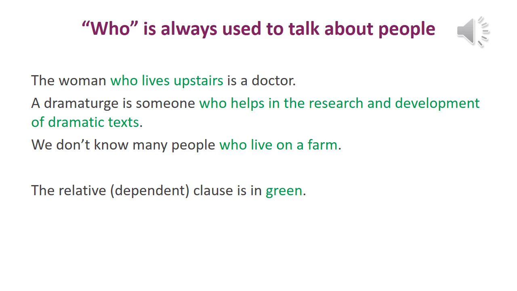Who is always used to talk about people. Some examples below. The woman who lives upstairs is a doctor. A dramaturg is someone who helps in the research and development of dramatic texts. We don't know many people who live on a farm. The relative or dependent clause is in green in the sentences above.